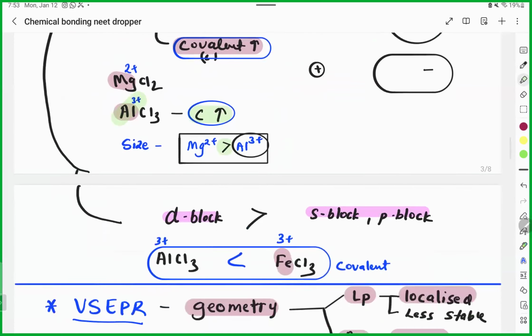Next, if you compare aluminium and iron, both have 3 positive charge. Correct? So you cannot compare based on the charge. But you can compare because iron is smaller in size. Because iron is small in size, and a small size cation has more covalent character. Understood? Yes, sir. Any other doubt, Chandana?